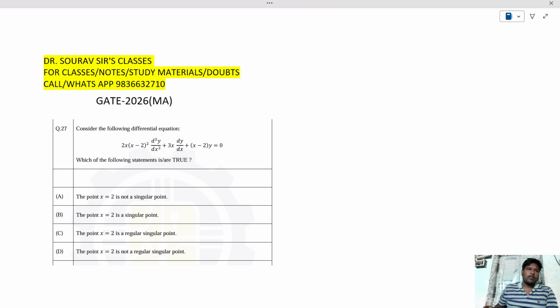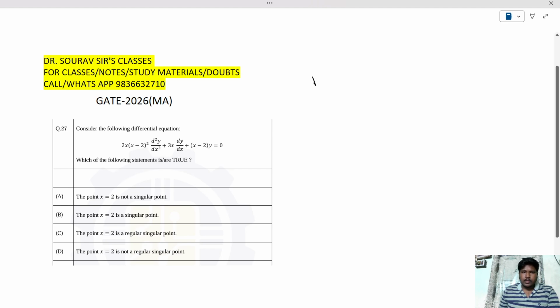This is a problem from GATE 2026 on differential equations. This is a standard problem. So the given differential equation is 2x into (x minus 2) square d2y by dx square plus 3x dy by dx plus (x minus 2) into y.